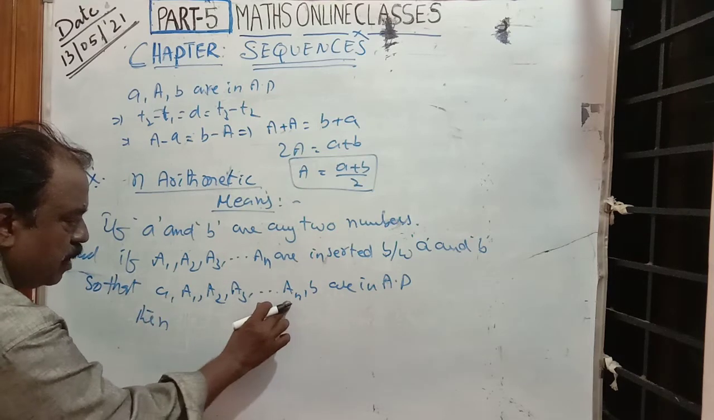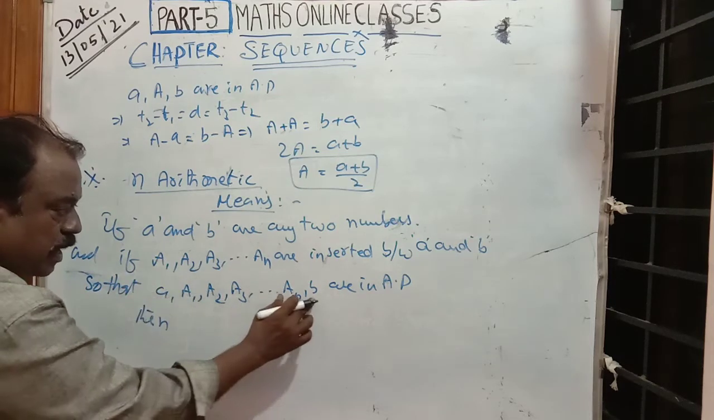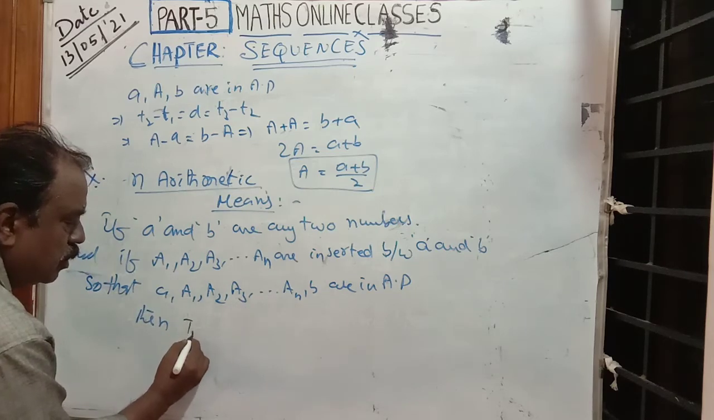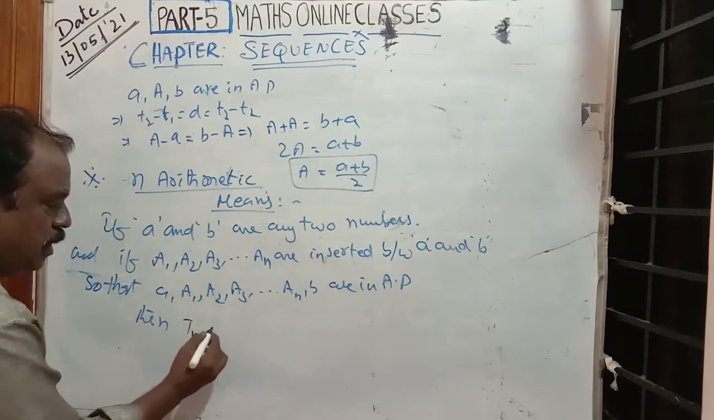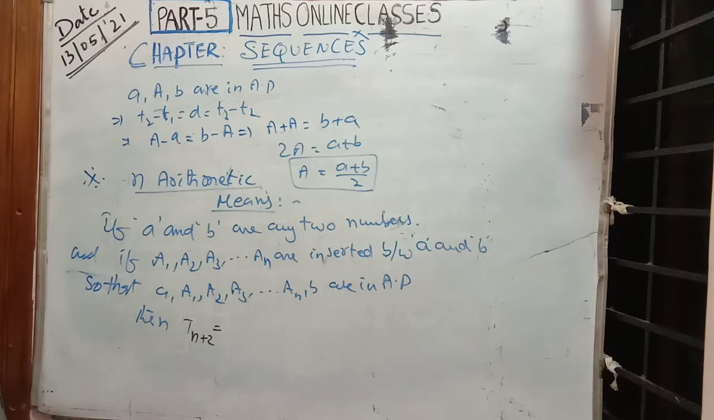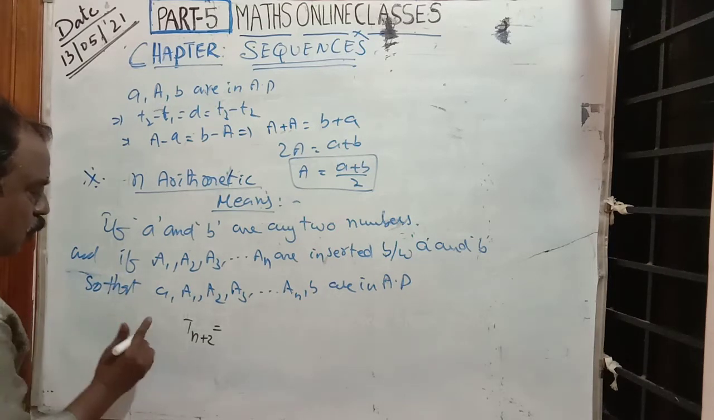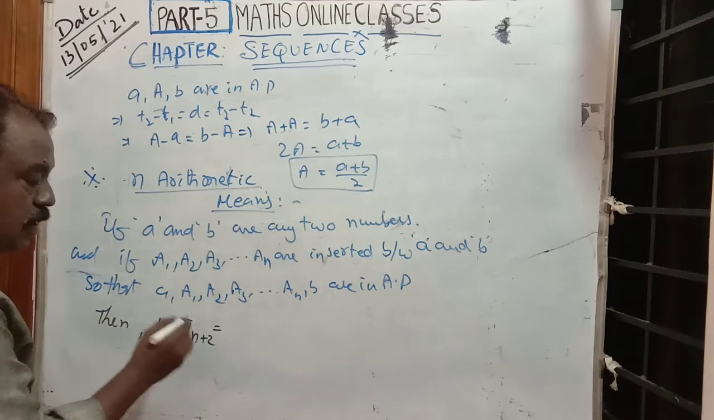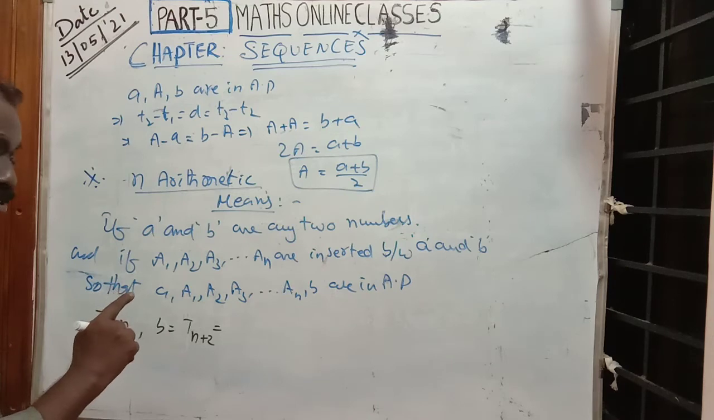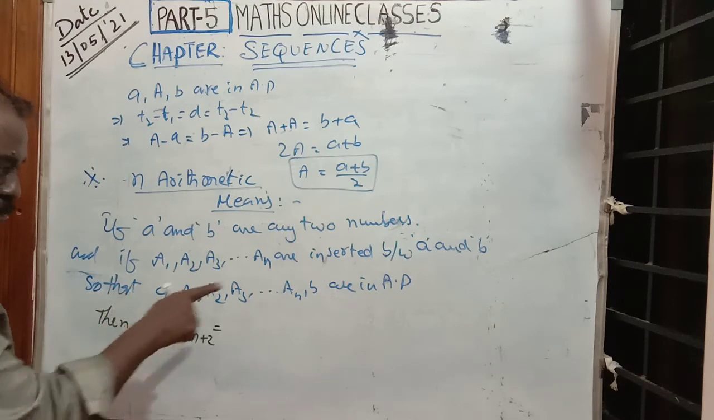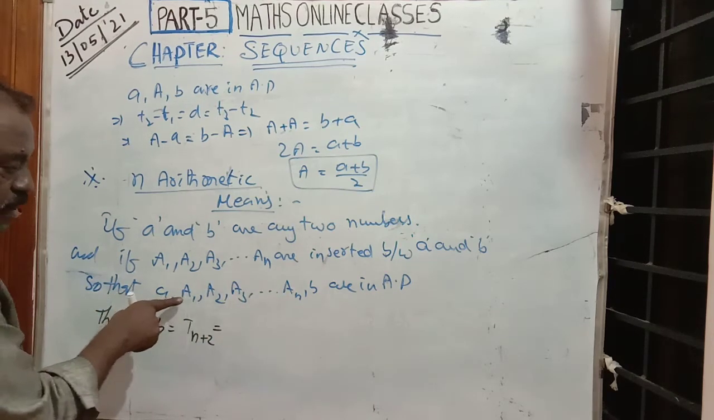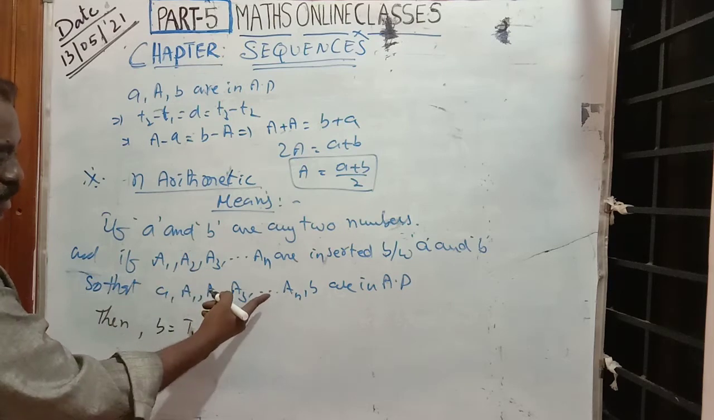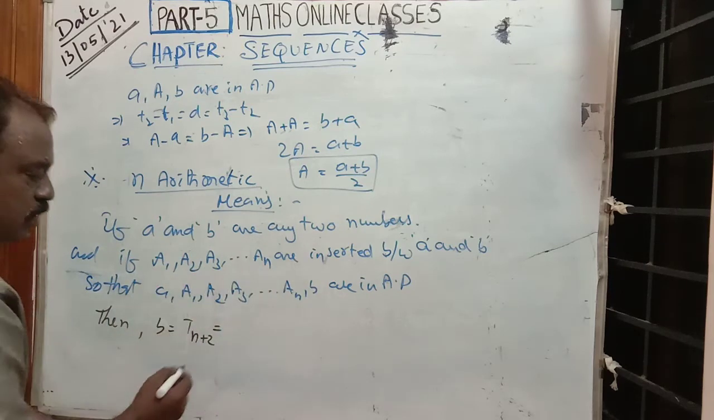There are n numbers, n plus 1, n plus 2. That is T(n+1), T(n+2). T(n+2) means it is B. So what does B mean? It is the T(n+2), the (n+2)th term is B, because first n, 1 plus n plus 1, that is the n plus 2 term.